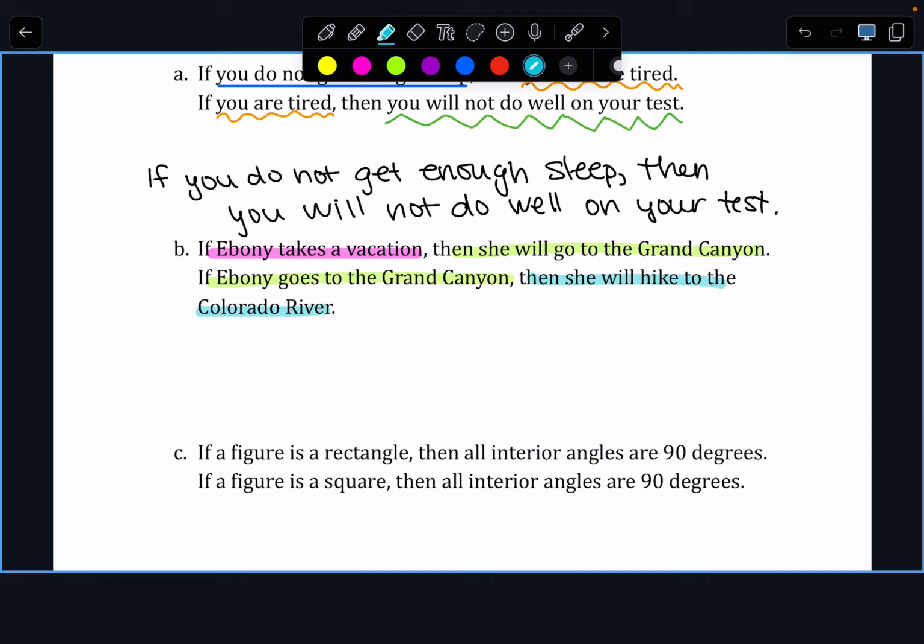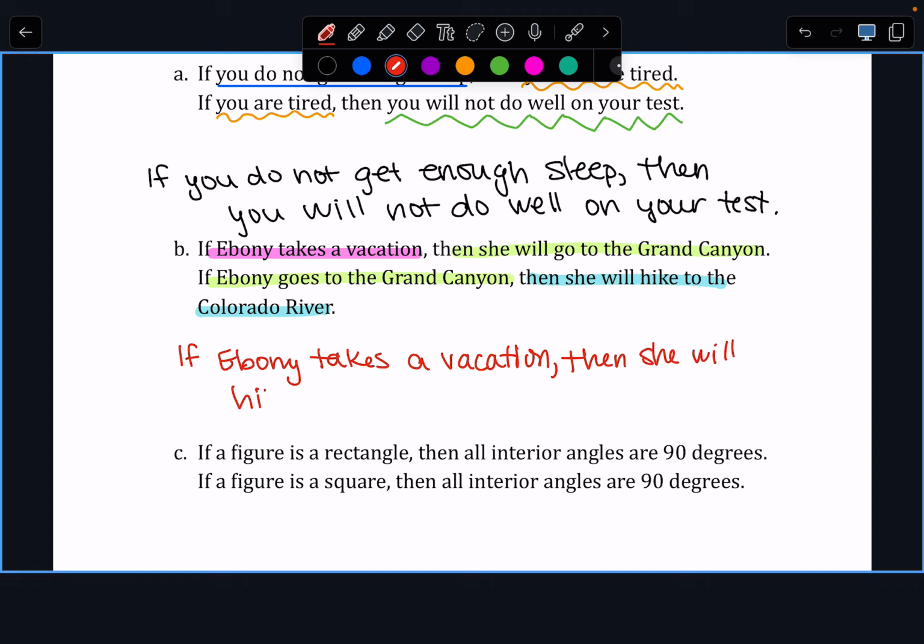All right, let's talk about these. Charles, did you write a statement in B? What did you write? Did you also write this? Okay. It is in the right order. This is good.